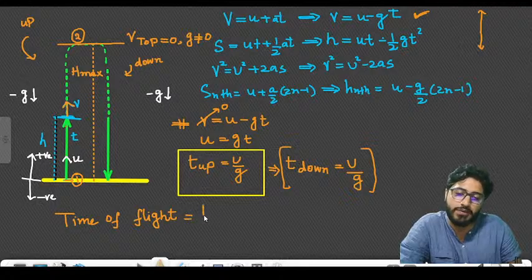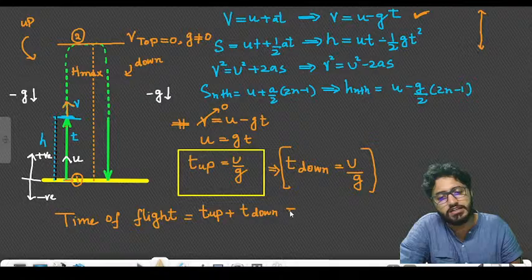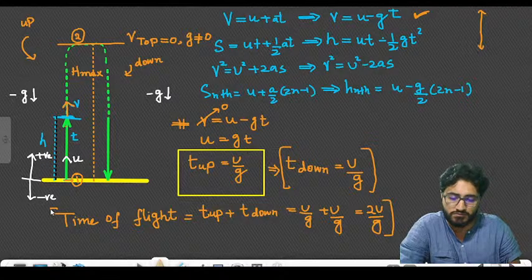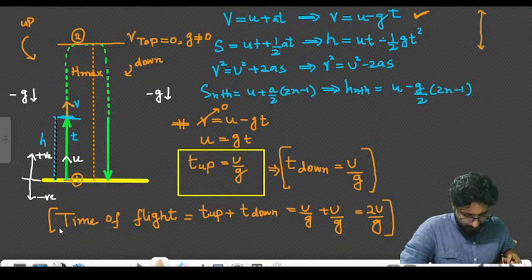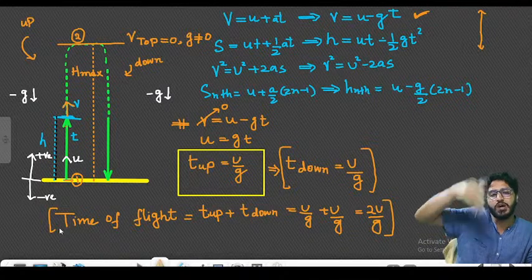That means it will be t up plus t down. So I will write here, it is u by g plus u by g, which came out to be 2u by g. Remember this one also. Up time is u by g, down time is u by g.